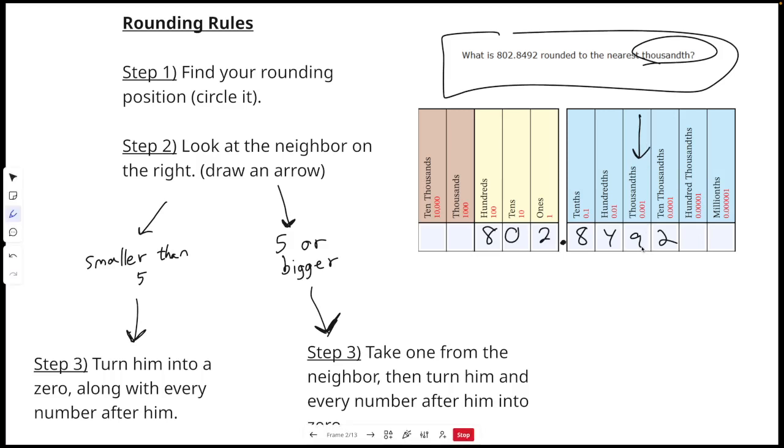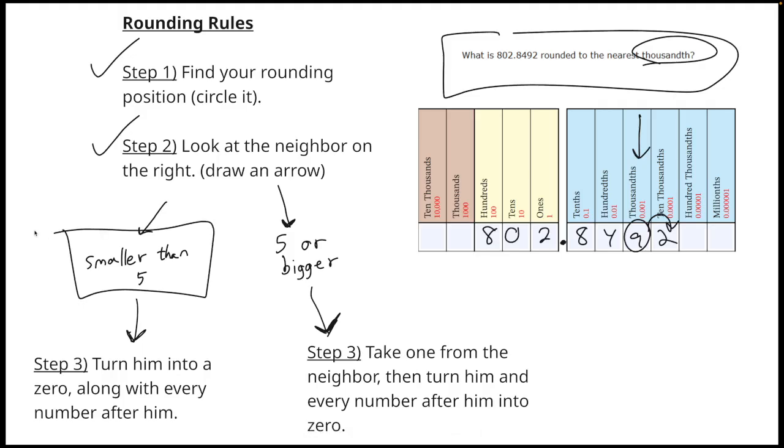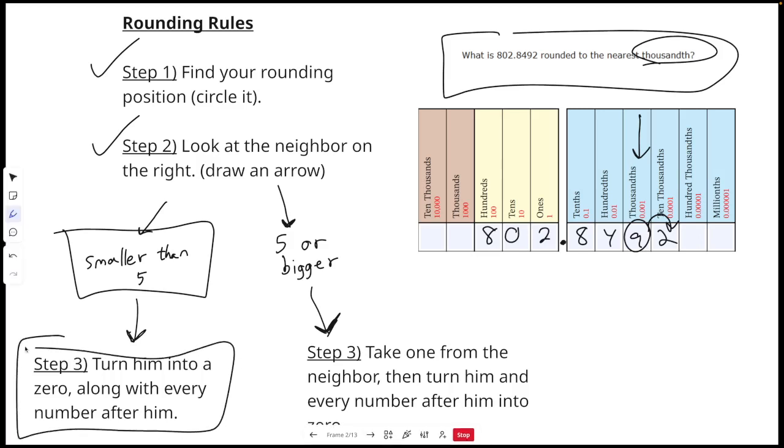So step 1 is find your rounding position and circle it. So I'm going to circle where I'm rounding at. Step 1 is done. Step 2, look at the neighbor on the right and draw an arrow. So we're going to look at our neighbor on the right, which is a 2. Step 2 is done. Now, you need to decide, is the number smaller than 5 or is it 5 or bigger? In this case, it is smaller than 5. And so we're going to follow these arrows here. If it's smaller than 5, we're going to do this step 3 right here. And it says turn him into a 0, that's your neighbor, along with every number after him.